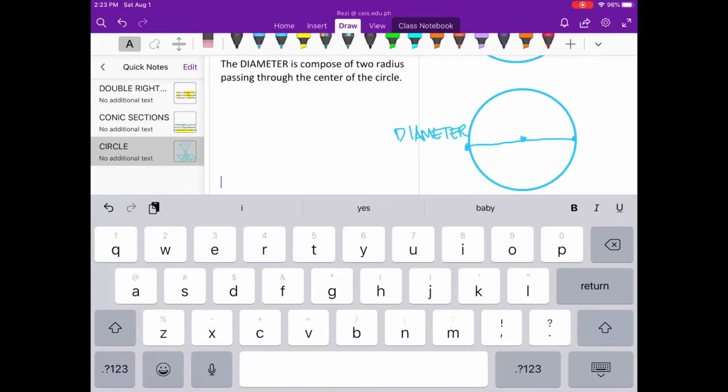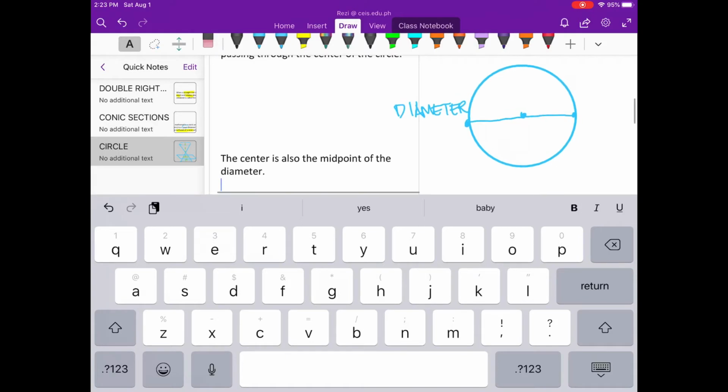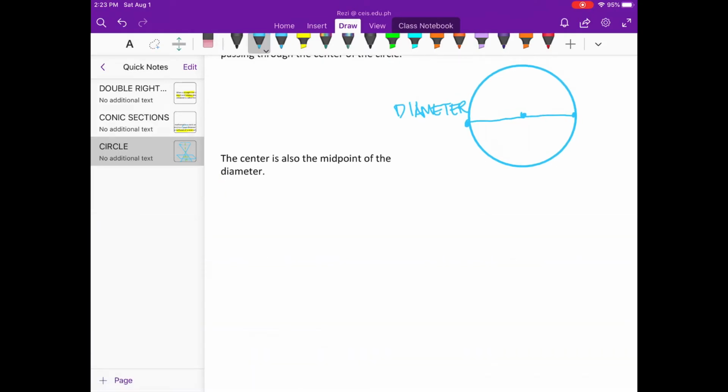And lastly, the center is also the midpoint of the diameter. So if this is point A, point B, point C, the midpoint is point B.